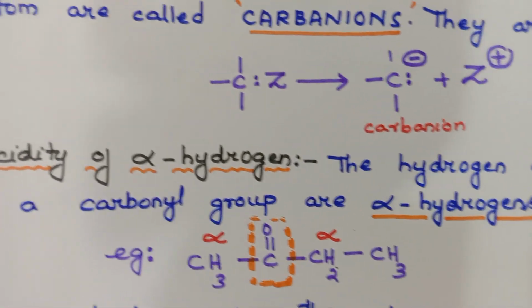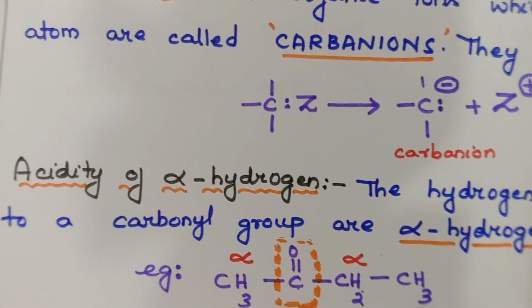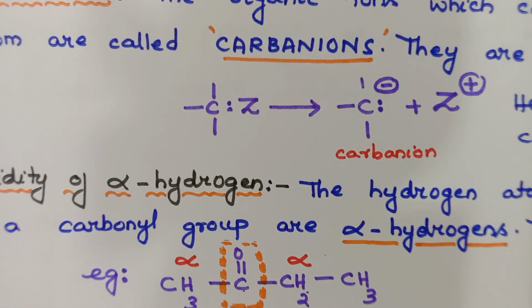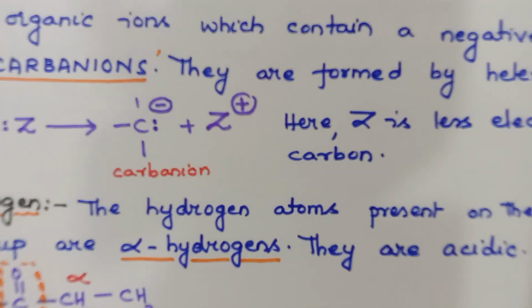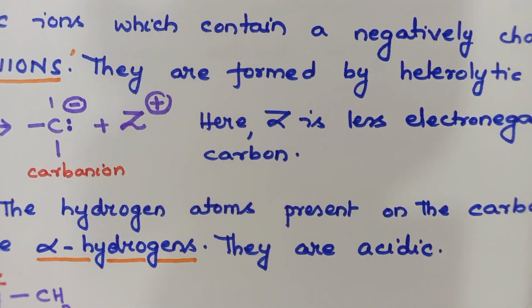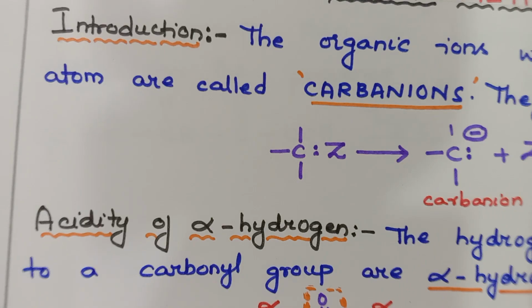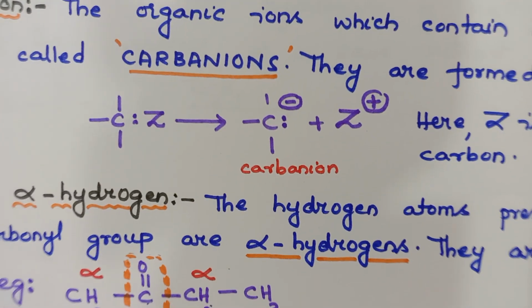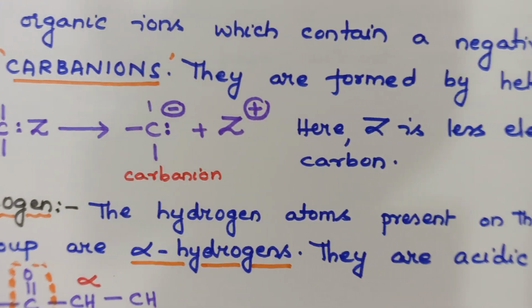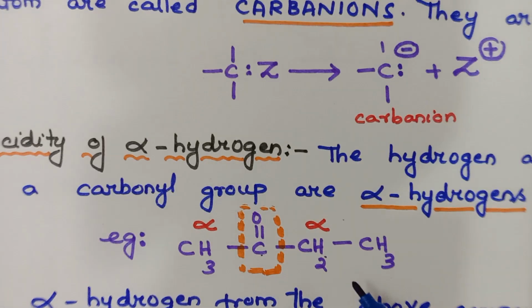Look here, next put the side heading, students: acidity of alpha hydrogen. Write down the definition I have written here. Carefully follow. The hydrogen atoms present on the carbon adjacent to a carbonyl group are called alpha hydrogens, and they are acidic in nature. Please write down the example here.